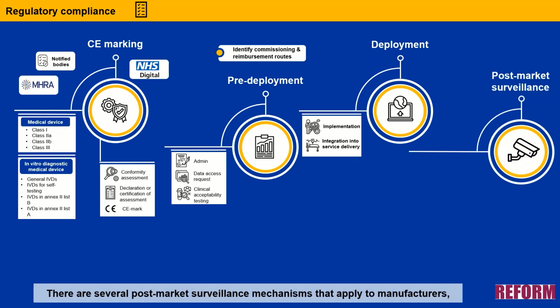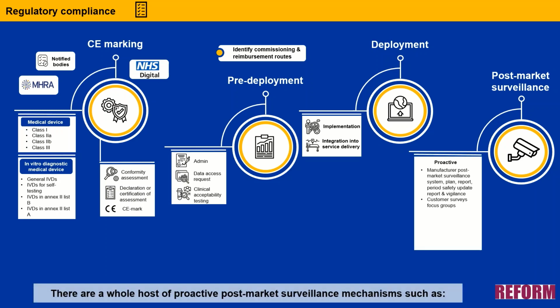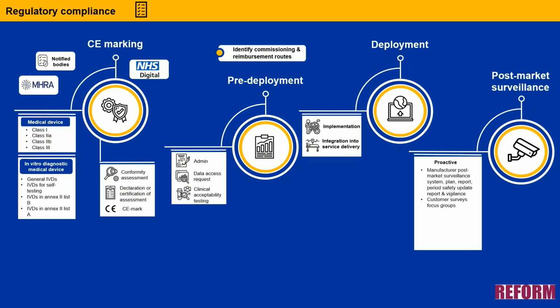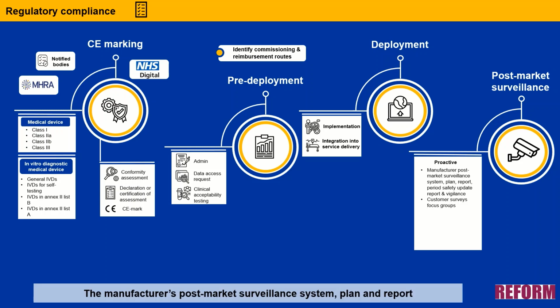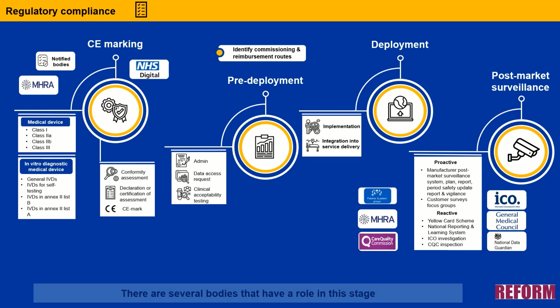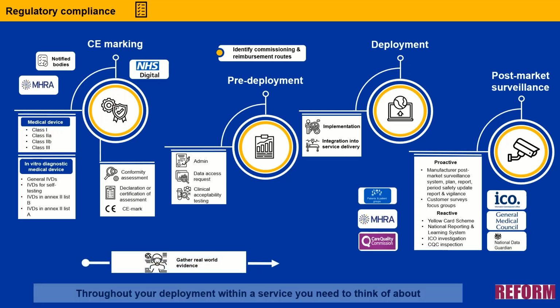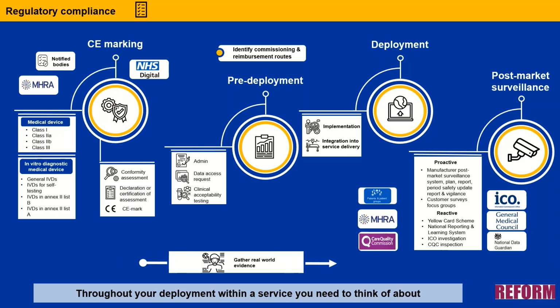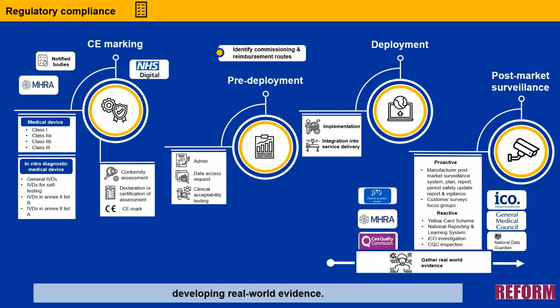There are several post-market surveillance mechanisms that apply to manufacturers, medical practitioners, and patients. There are a whole host of proactive post-market surveillance mechanisms, such as a manufacturer's post-market surveillance system, plan and report, post-market clinical follow-ups, or customer surveys and focus groups. There are also reactive post-market surveillance mechanisms, such as the Yellow Card Scheme, the National Reporting and Learning System, ICO investigations, as well as CQC inspections. There are several bodies that have a role at this stage, as explained at the start of the video. Throughout your deployment phase within a service, you need to think about developing real-world evidence.